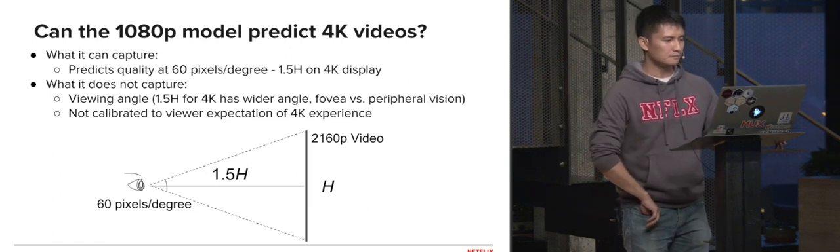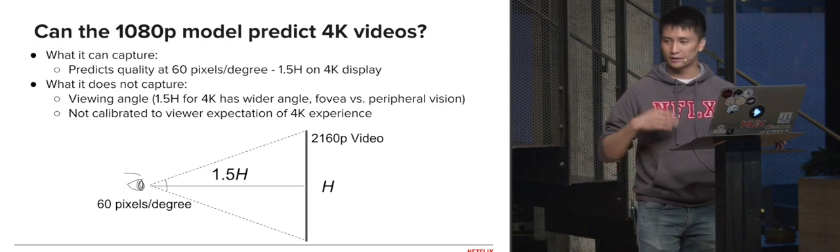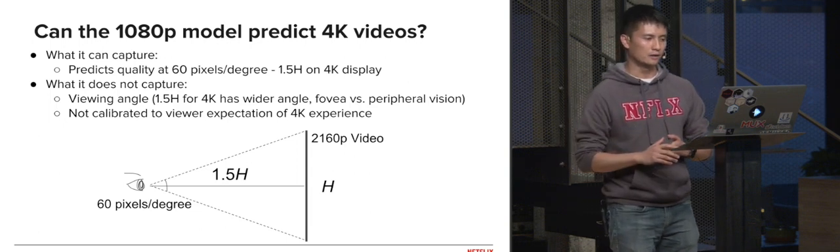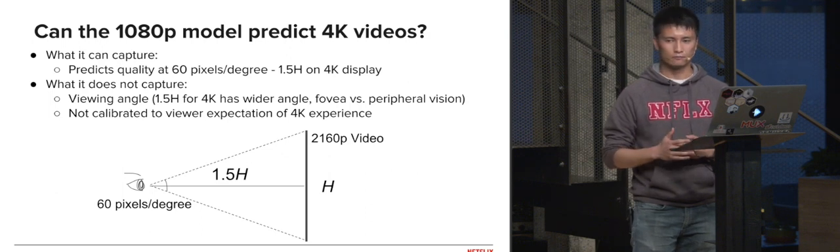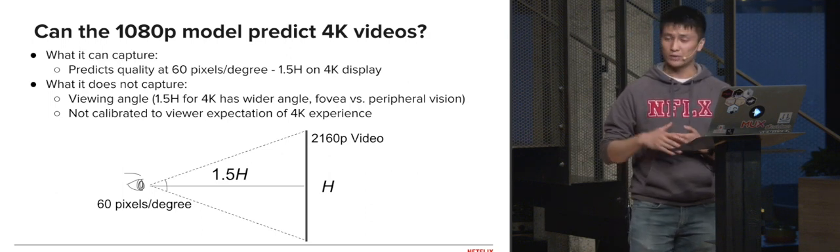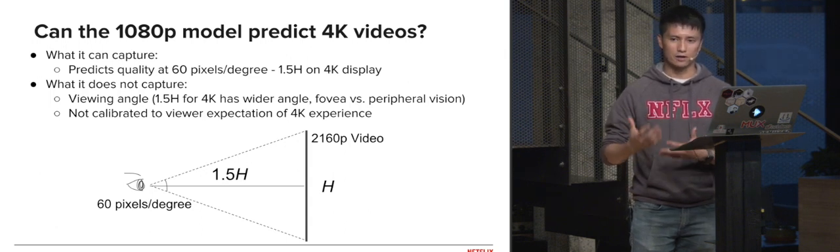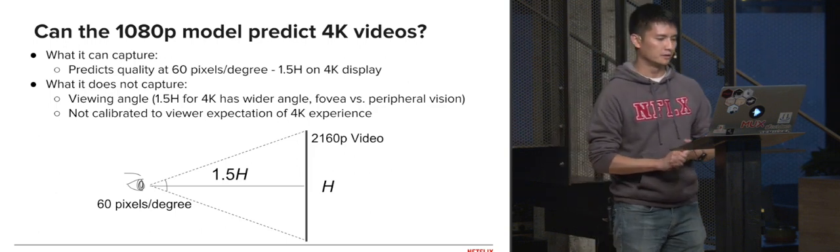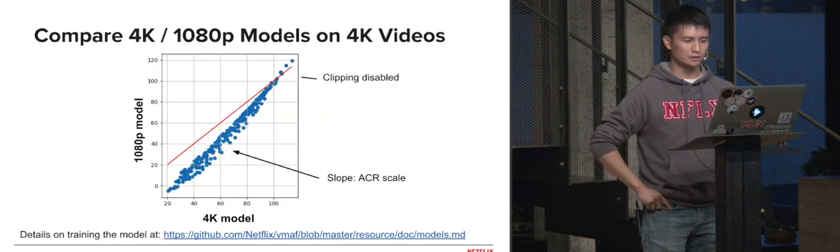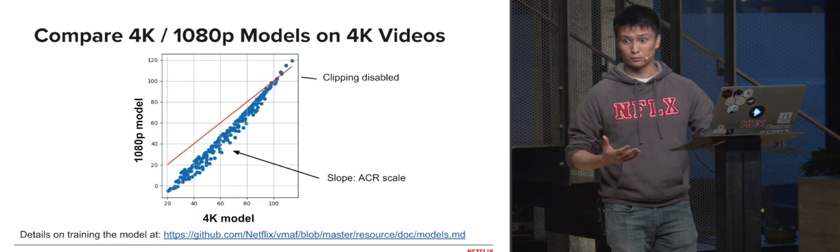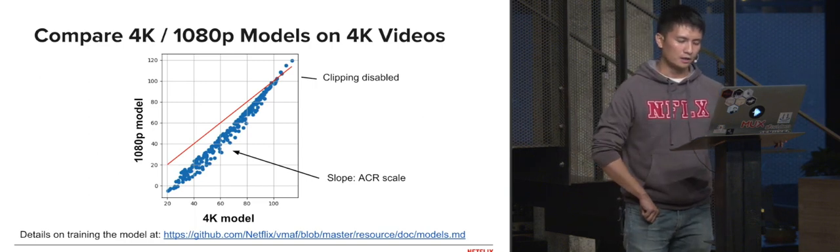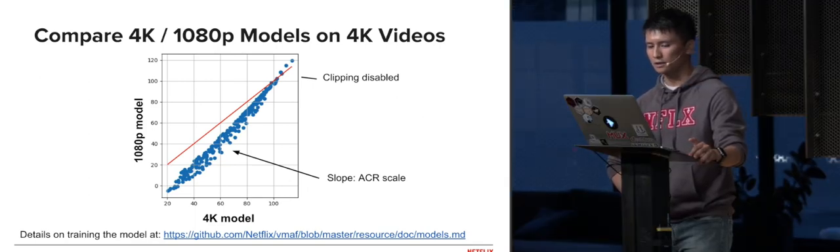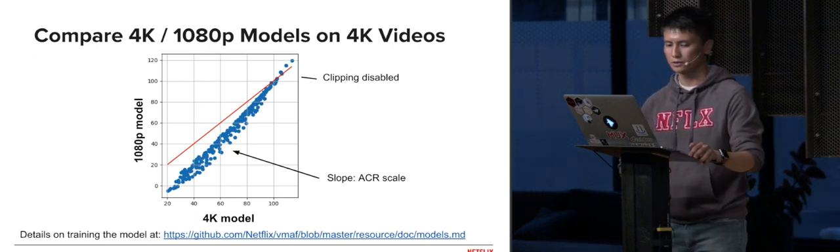Secondly, if you're applying a 1080p model to predict 4K, there is nothing we do to calibrate the viewer's expectation of what they have for a 4K viewing experience. We wouldn't be able to get this unless we go and try it out, asking viewers to view 4K content on a 4K display. And that's what we do, so we're always doing testing. Subjective testing is an important part of training VMAF. But for the sake of time, I'm not going to dive into how we actually do the training. You can find all the details on the open source page.